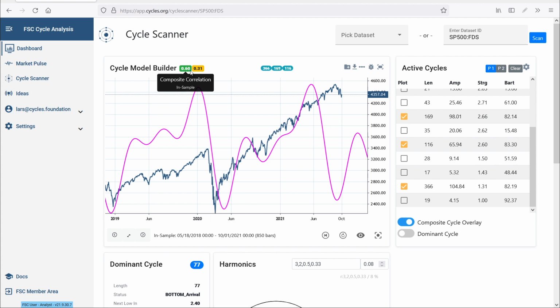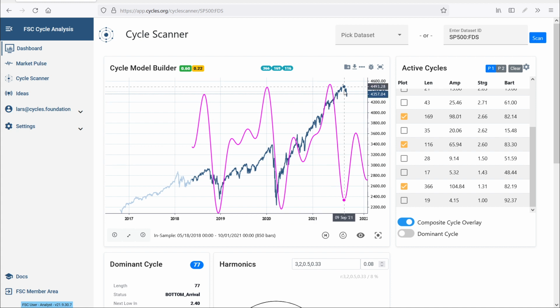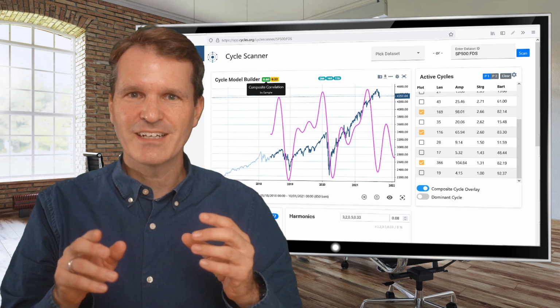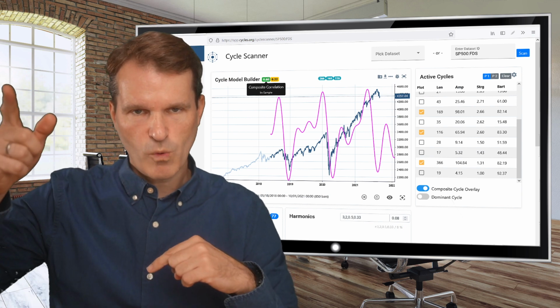The left-hand score is the Pearson composite correlation for the in-sample data range. The in-sample data range is also shown down below. It's the dark blue area, where you set the anchoring, the starting point and the end point of your cycle analysis. This is the in-sample period, and the Pearson correlation score between the composite and the real data set is shown here on the left. It has a slight color coding, as you know that the Pearson correlation goes from -1 to +1.